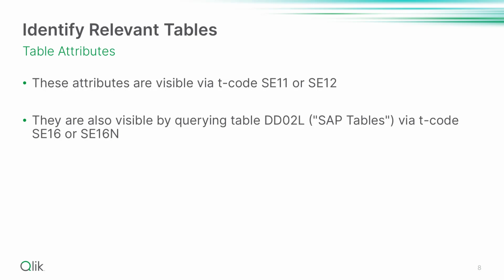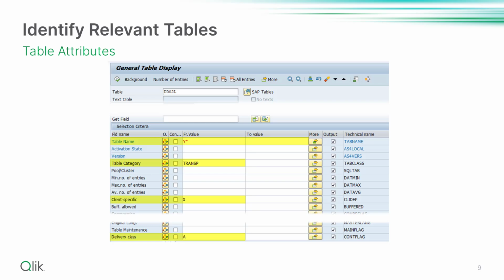They are also visible by querying table DD02L via T-code SE16 or SE16N. The capture on this slide shows these three attributes as inputs for querying table DD02L. Using these attributes, while being sure to include your custom namespaces such as Y* and Z*, should return a few hundred or at most a couple thousand tables, depending on how much customization has been applied to your organization's system.